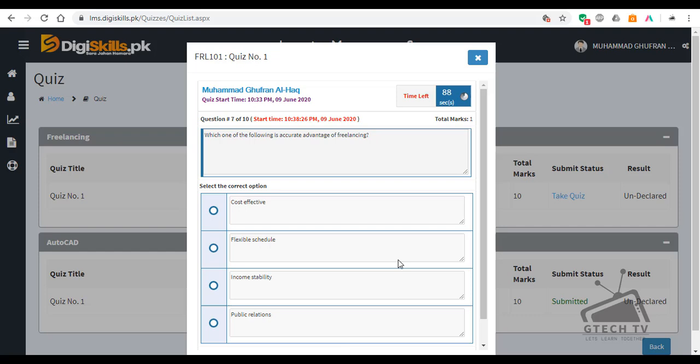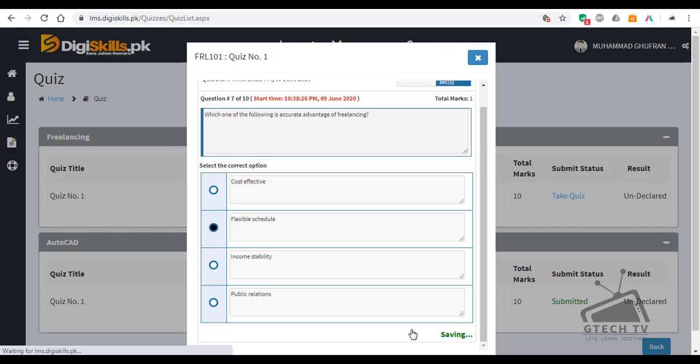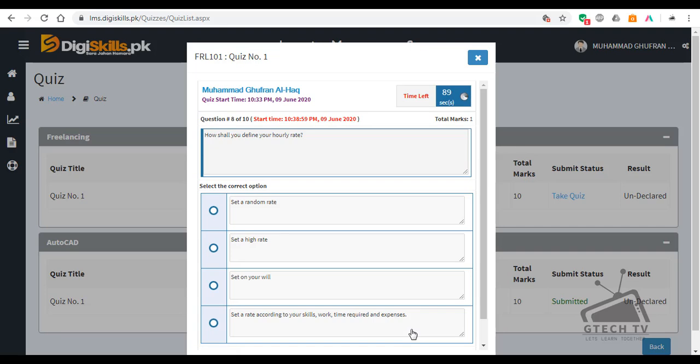Which one of the following is accurate advantage of freelancing? Cost effective, flexible schedule, income stability, or public relation? So flexible schedule is the right answer because you don't have to work in the day or the night. It's up to you. Whenever you want, you can work according to your wish. So move to question number 8.